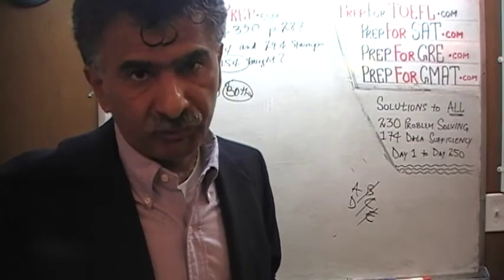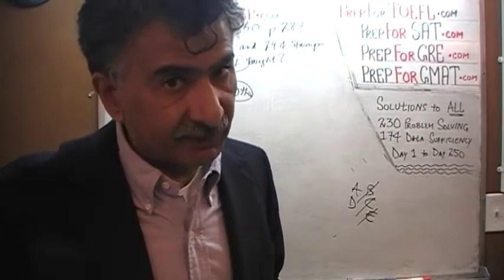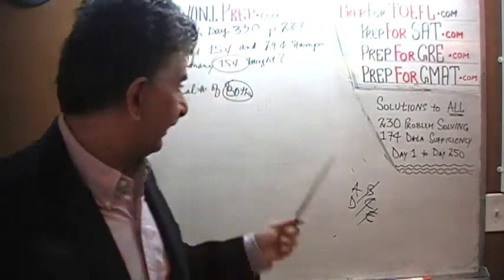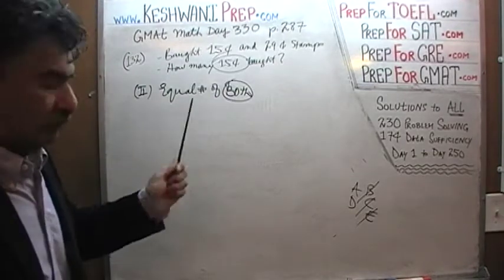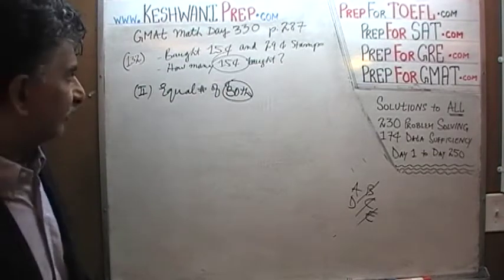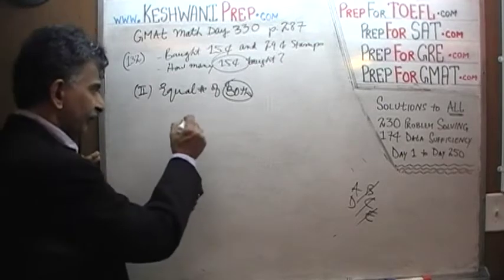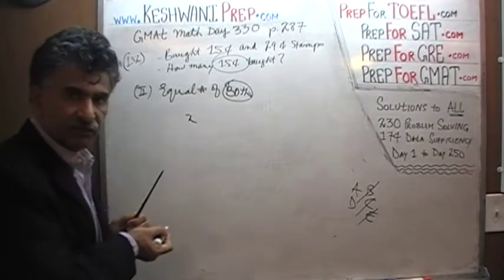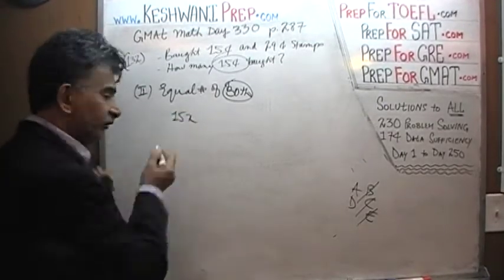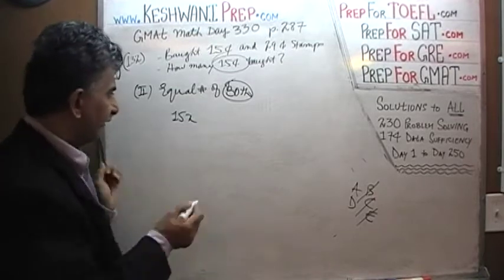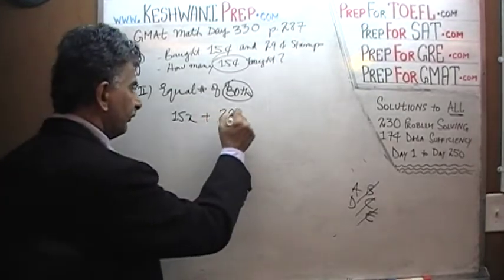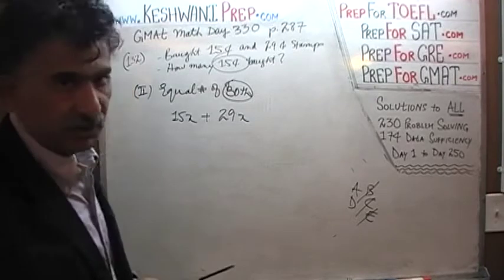Of course, you're not supposed to use the information from the first statement when you're looking at the second statement, but I'm just pointing out that that's what it is. Equal amount of both. So now we cannot use any other information. All we know is this. We are buying 15 cent stamps. Let's say we bought X number of 15 cent stamps, which is going to cost us 15X in cents. These are expressed in cents. And 29 times X is going to be the amount of money that we spend on 29 cent stamps.